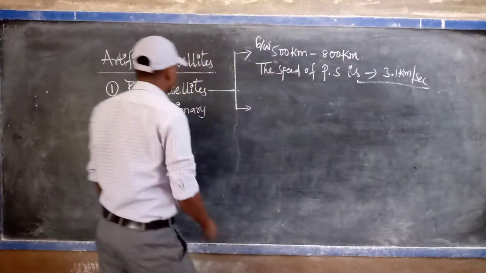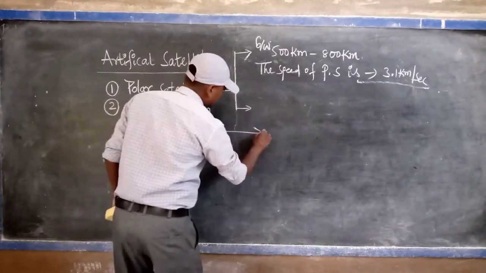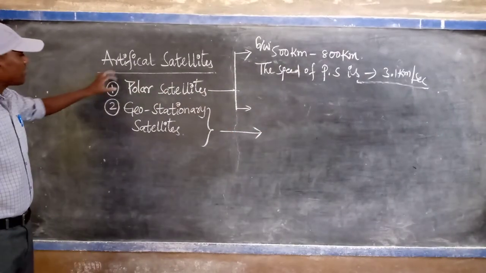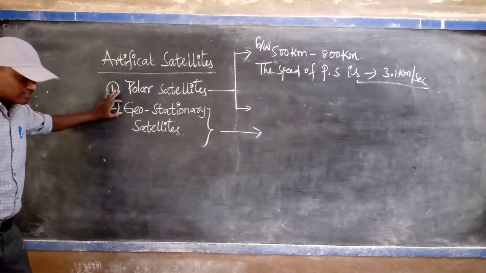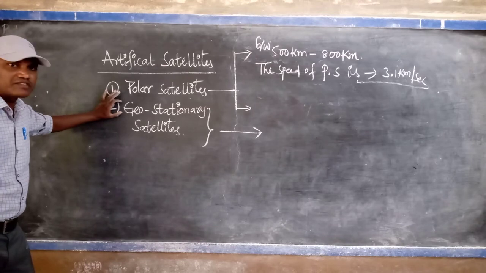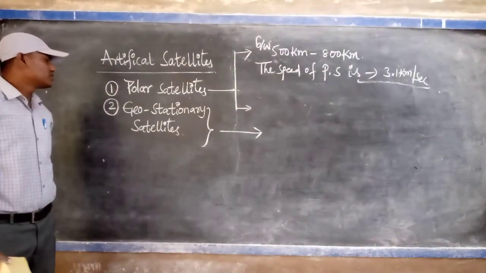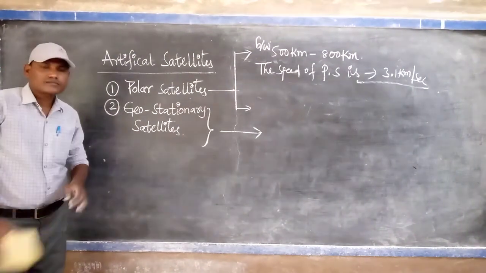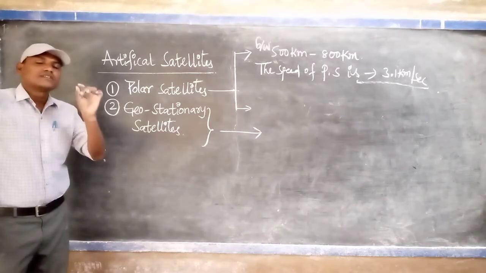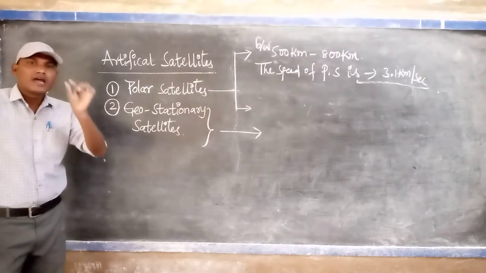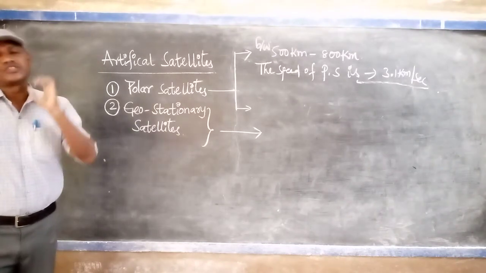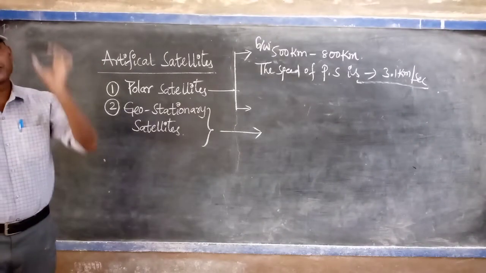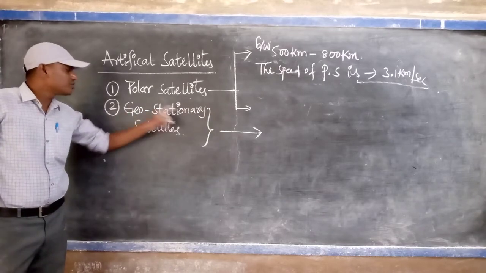Next one is geostationary satellites. When compared to the polar, this is very important to us. Geo means earth, stationary, revolving with stability. The satellites whose time period of revolution is equal to the time period of the earth's rotation are called geostationary satellites.